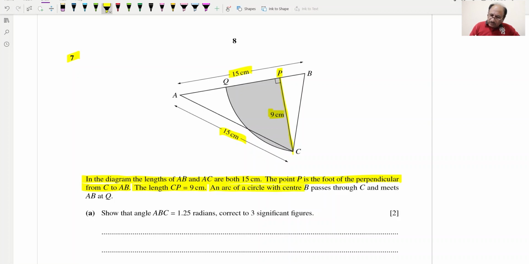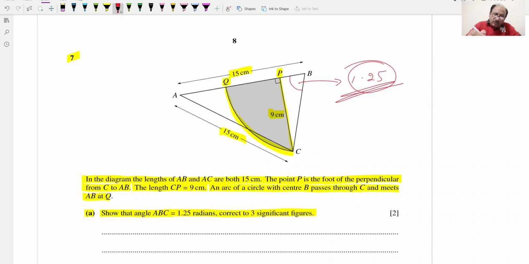An arc of the circle with center B passes through C, and this is basically the arc they are talking about, and touches AB at Q. Show that angle ABC is equal to 1.25 radian, correct to three significant figures. This is the angle which we need to prove as 1.25 radian, correct to three significant figures.